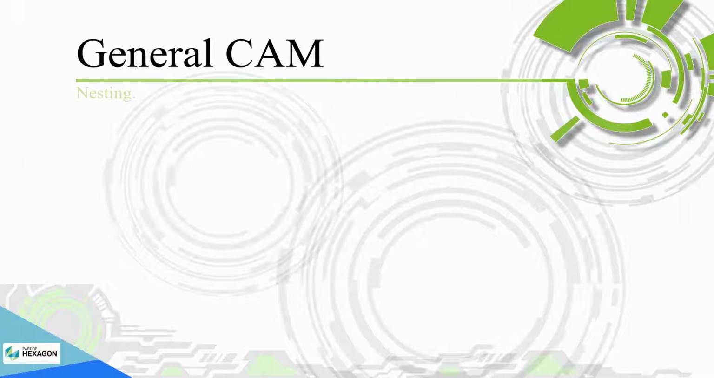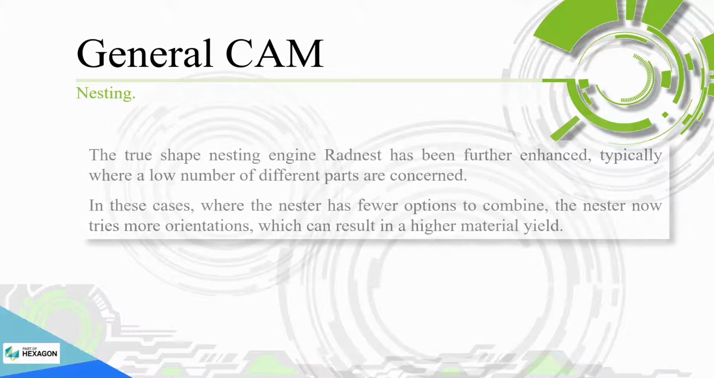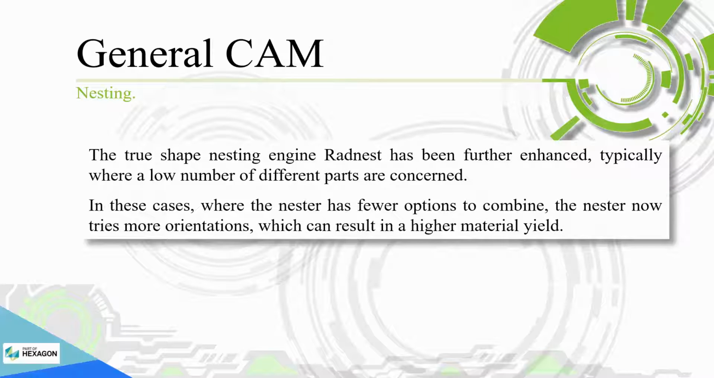General CAM Nesting. The true shape nesting engine RadNest has been further enhanced, typically where a low number of different parts are concerned. In these cases, where the nester has fewer options to combine, the nester now tries more orientations, which can result in a higher material yield.